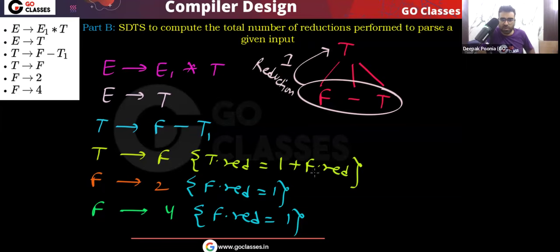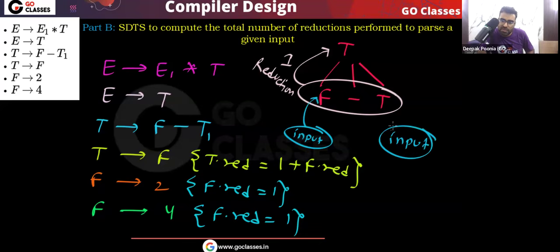One reduction is this. But notice that this f is a non-terminal, and this t is a non-terminal. So definitely some input was reducing to f, and some input was reducing to t. Yes or no? So overall, when the input is reducing to t, what is the total number of reductions? That is t.red. So that will be equal to f.red plus t.red plus this one more reduction. Yes or no?